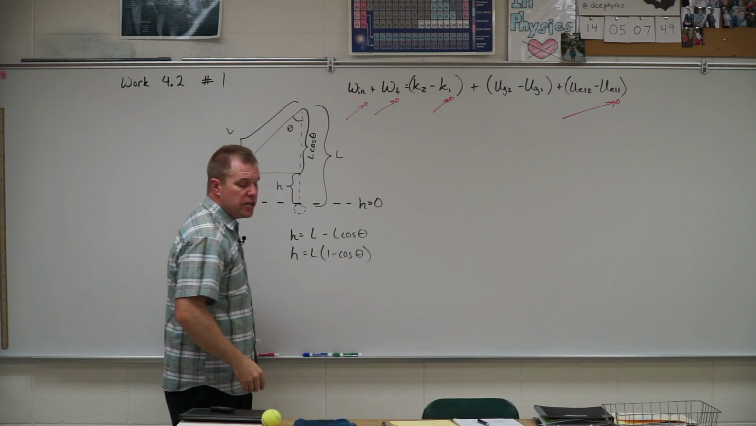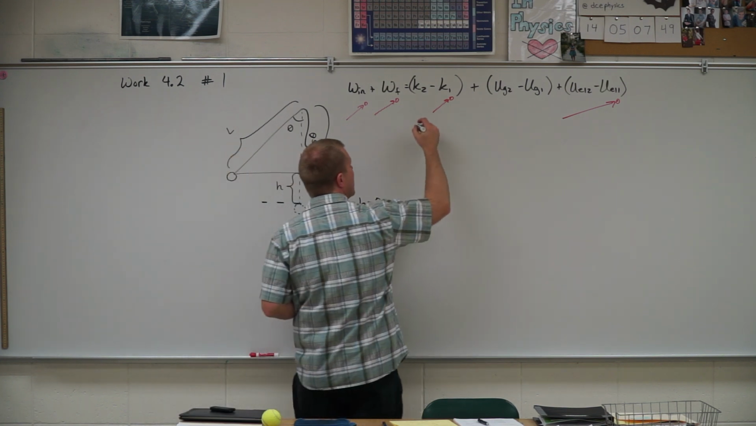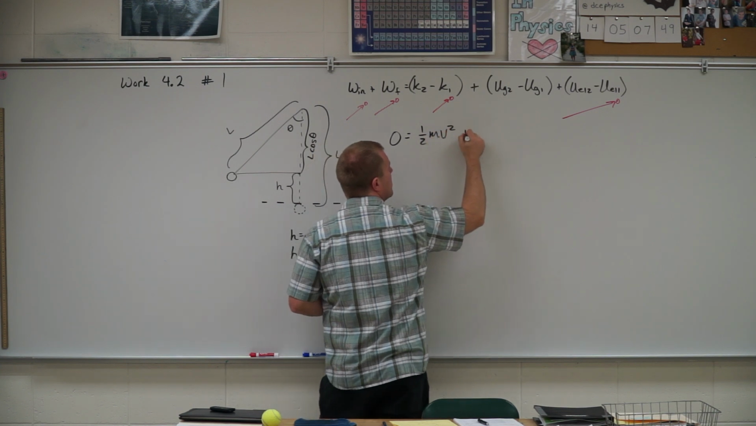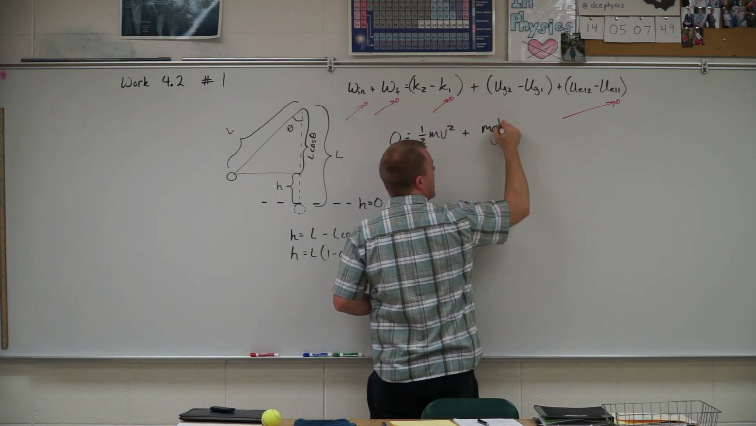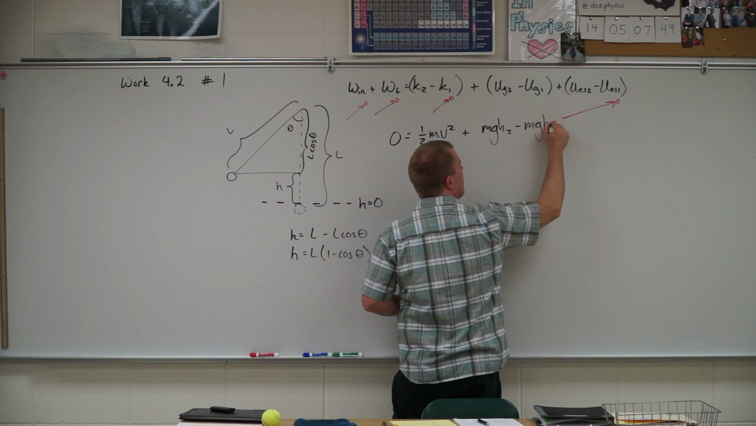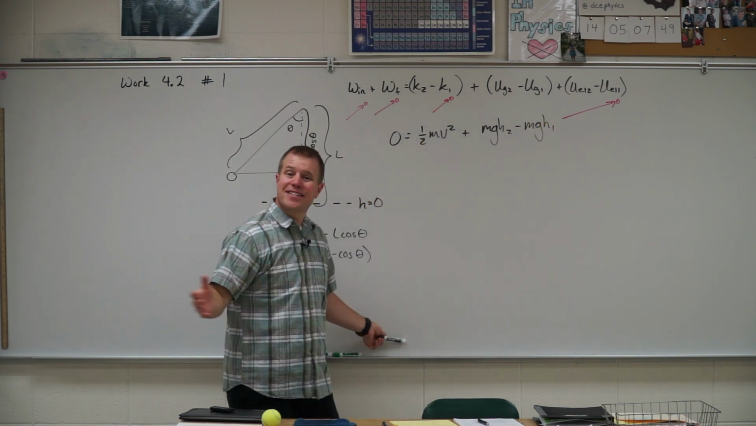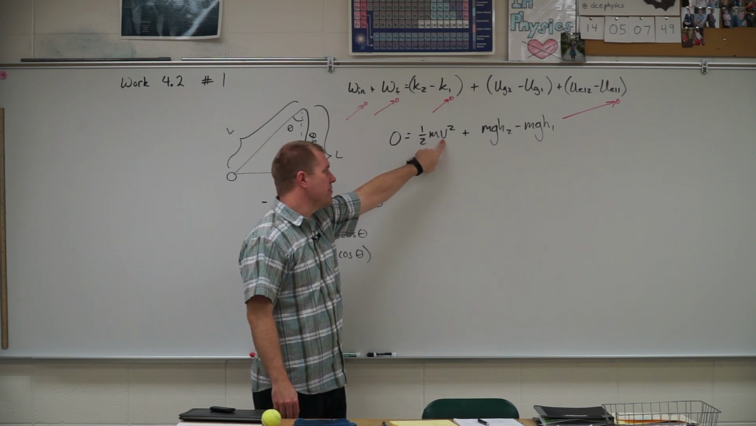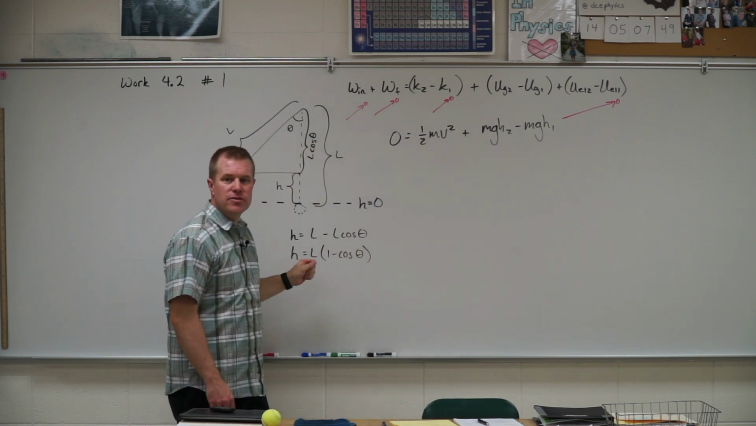And so when we start to make those substitutions, again, we're going to have 0 equals, and we'll make our substitution 1/2 mv squared plus mgh2 minus mgh1. You'll notice all of those masses cancel, so we did not need to know the mass of Tarzan. And this is the velocity we're trying to find, and the two heights we find using our pendulum stuff.